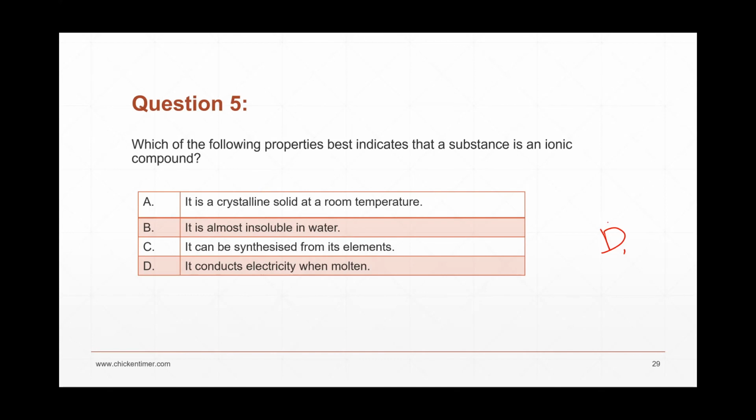No. This one just means that you have a crystal at room temperature. That means you have precious things like quartz and all that. They are all ionic compounds, and they are crystalline solids at room temperature. So is it possible that it is not a crystalline solid at room temperature? Is it possible for ionic compounds to be not a crystalline solid at room temperature? This is what I ask.